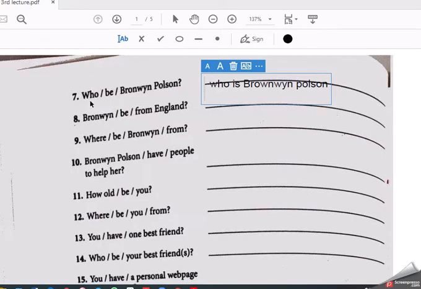This number 5, who be Bronwyn Paulson. So the answer will be who, this is who the same, and you know that be will become is, Bronwyn Paulson will be Bronwyn Paulson, the same, okay? So this is the answer. How do we know that this is be? This is going to be is, not going to be are.